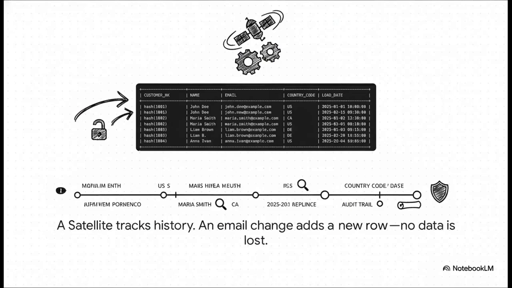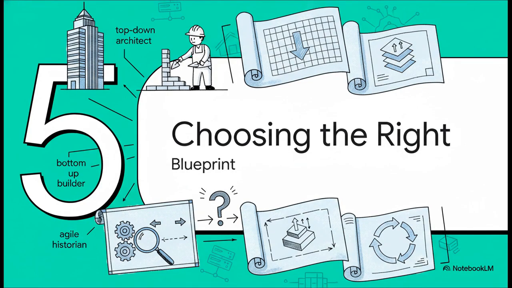And this right here shows you just how powerful that is. Take a look at customer 1001. We can see their original email address, but then on February 15th, a new record appears showing their email changed. The old one wasn't deleted. It's still there. Same thing for customer 1002, who moved from the US to Canada. You have a complete step-by-step audit trail, which for things like financial compliance or just historical analysis is an absolute game changer. So there you have it, the top-down architect, the bottom-up builder, and the agile historian.